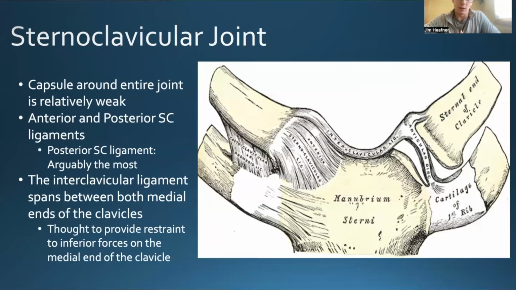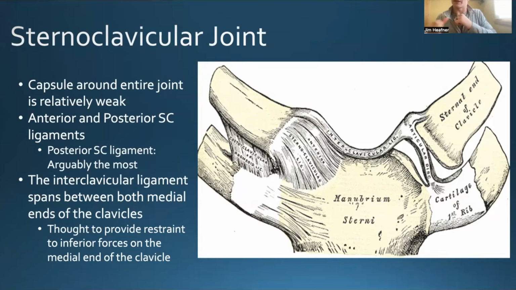So the SC joint has a capsule around the entire joint that's relatively weak. So we don't get as much capsular stability at the SC joint. And we have anterior and posterior SC ligaments. Here we have the anterior SC ligament, and then we can't see the posterior SC ligament because of its orientation. But if you think about how ligaments need to check the movement of something, the posterior SC ligament is thought to be the most important one, because when you have an SC joint dislocation, it's going to happen anteriorly, like as we saw in that very first picture.